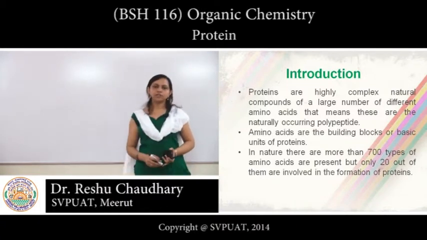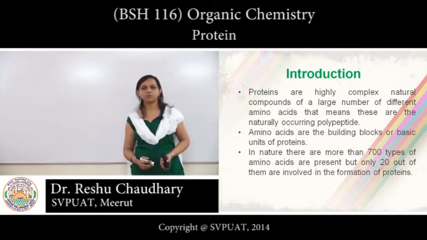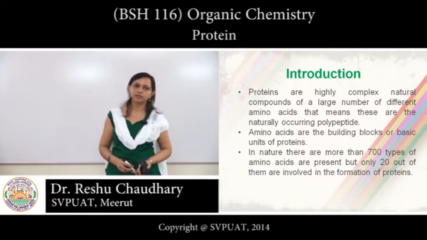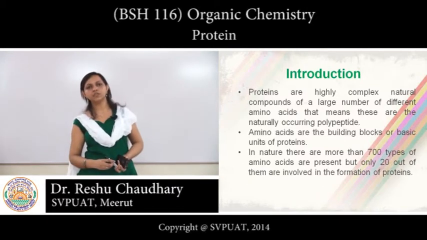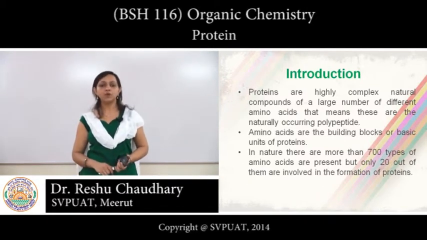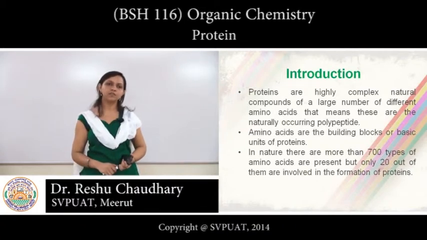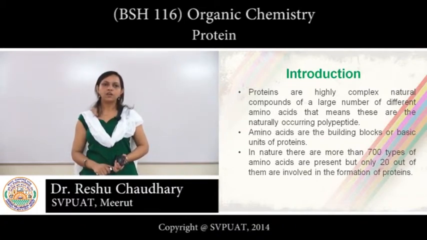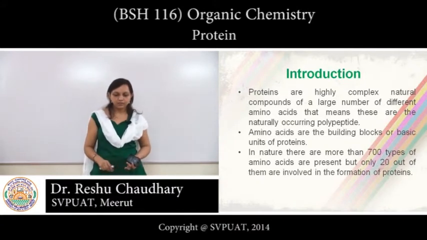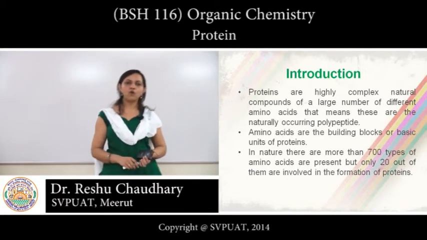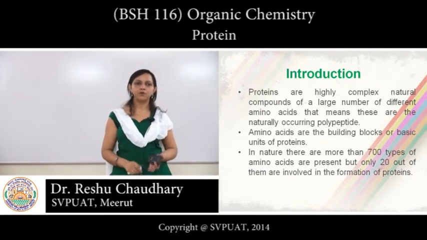In nature, as we know, different types of amino acids are present, more than 700. Out of them, only 20 participate in the formation of proteins. And we have already discussed these 20 types of amino acids. And how are proteins formed?